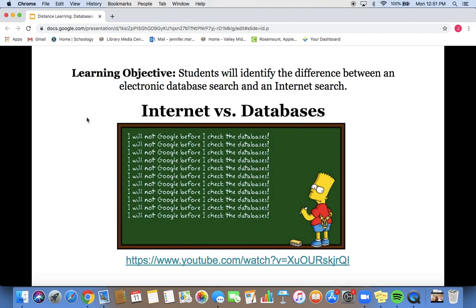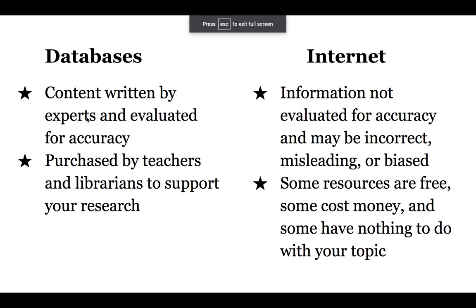Databases really is going to be your best bet when you want to save time. So here's just a quick bit of information about some differences between those two. Databases contain content that is written by experts and it's evaluated for accuracy, meaning it's fact checked. We make sure in those databases that that information is written by people who know what they're talking about, and it's evaluated to make sure that those articles are true, that they're factual, that the information there is the real deal. Databases are also purchased in our district with the help of teachers and librarians to support your research.